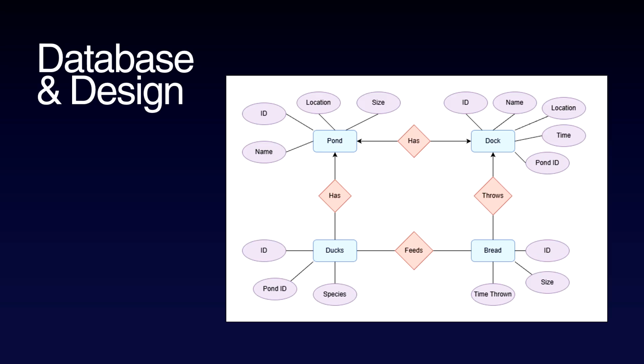In our first has relation between the pond and the dock, it's a one-to-one relationship. So one pond has one dock. In our second has relationship, it's a one-to-many. So one pond has many ducks. Our throws relation is also a one-to-many. So one dock can have many pieces of bread thrown from it. And finally, we have our feeds relation, that's many-to-many. So many ducks can eat many pieces of bread.